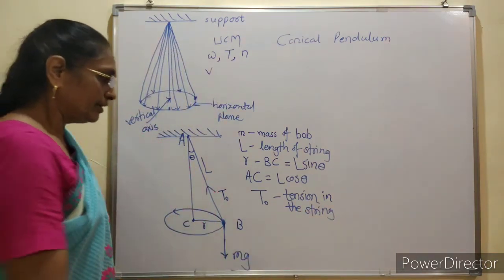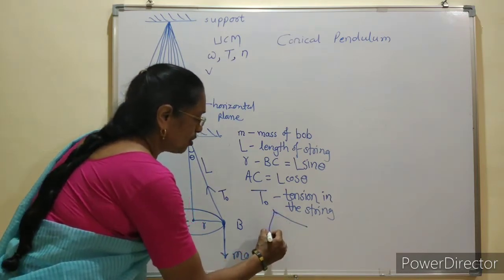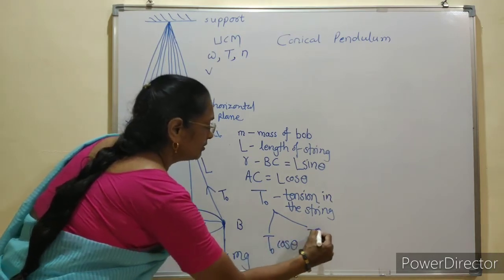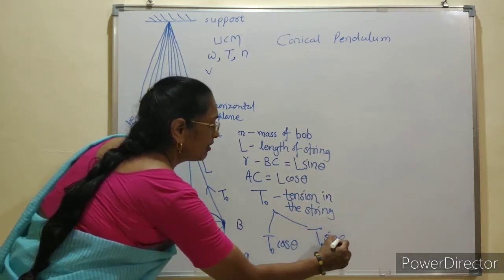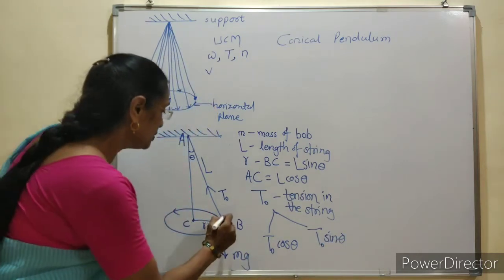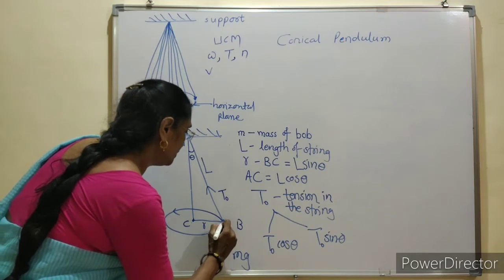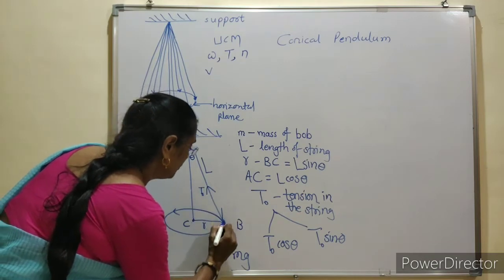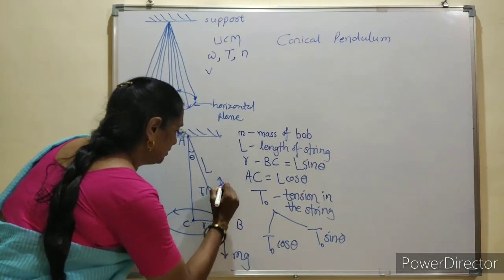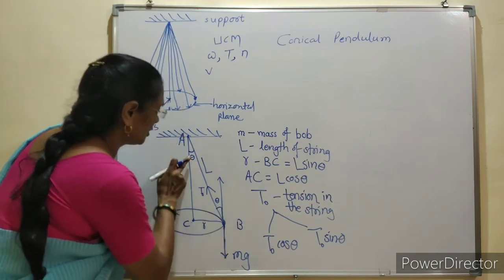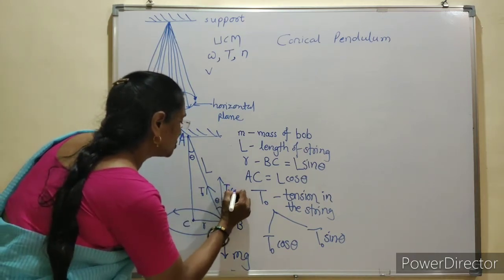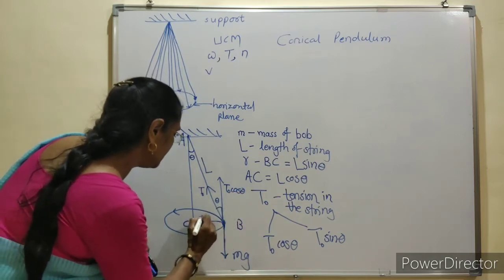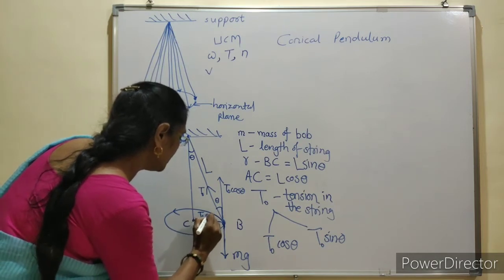Now this tension is resolved into two components. One is T0 cos theta, the other is T0 sin theta. These components can be shown in the figure like this. Here the vertically upward component T0 cos theta, as seen from the figure with angle theta, and the horizontal component along the radius is T0 sin theta.